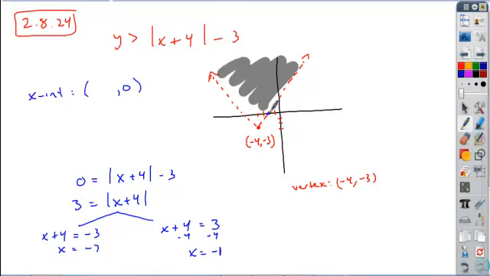Now, is that consistent with what we see right here? Yeah, it's consistent with the graph, so you have your 2 points. So -7, 0 is the lesser of them. -1, 0 is the greater of them. And then finally, your y-intercept, again, can be found by plugging in a 0 for x.